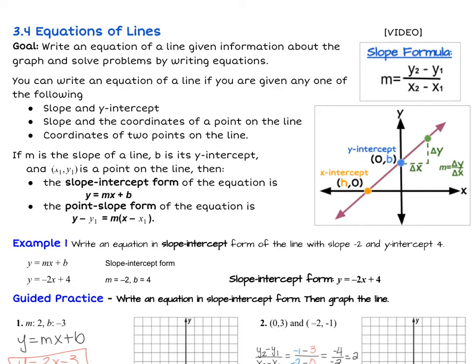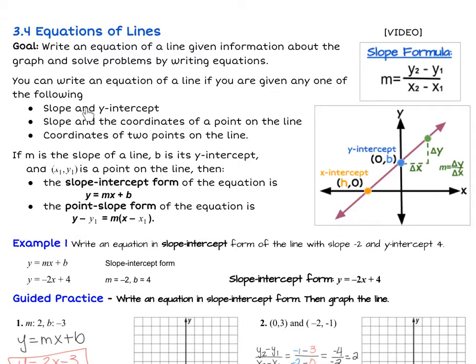In this video, I'll be going over 3.4 equations of lines. The goal here is to write an equation of a line, given information about the graph, and solve problems writing equations. So you can write an equation of a line if you are given any one of the following. So you only have to be given one of the following statements.